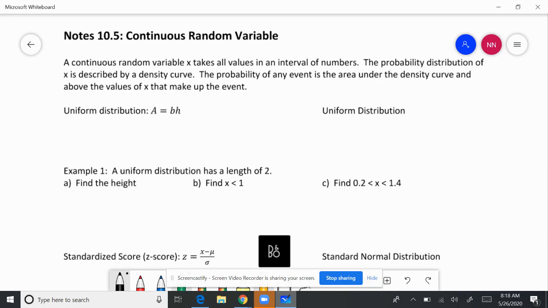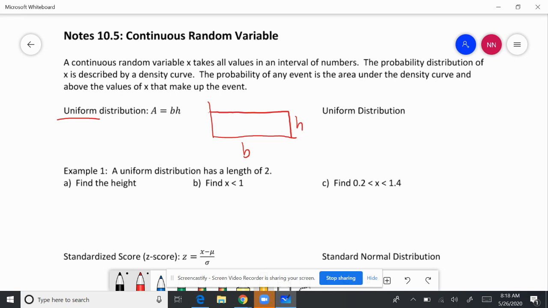We're going to look at two specific types of continuous random variables. The first one is the uniform distribution. When we're talking about a uniform distribution, we're talking about a rectangle. Uniform means the same, so we're trying to find a distribution that's the same all the way across. So we have a rectangle, and our area is based off of whatever our base and our height are. And that's what a uniform distribution is.